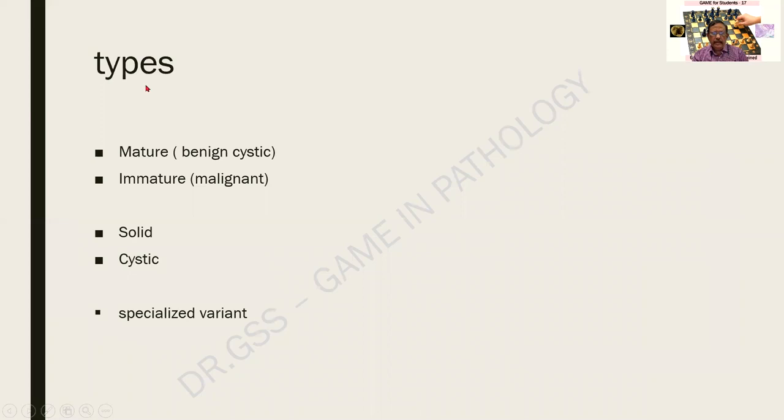The types of teratoma can be as follows. One is mature and immature. Another way of classifying is solid and cystic. And the third one is a specialized variant. Mature is usually a benign cystic teratoma commonly found in the ovary, and immature, whereas, is found in the testis.